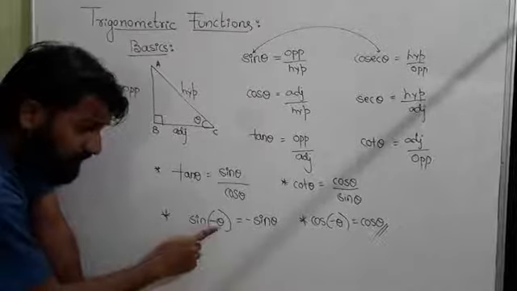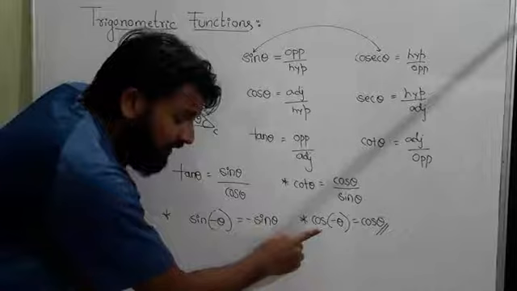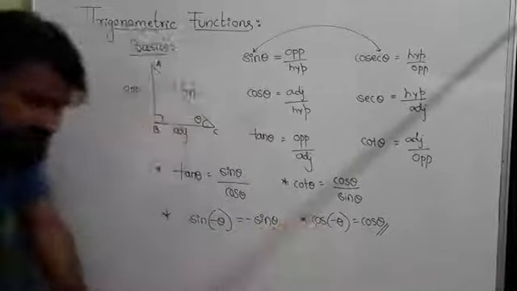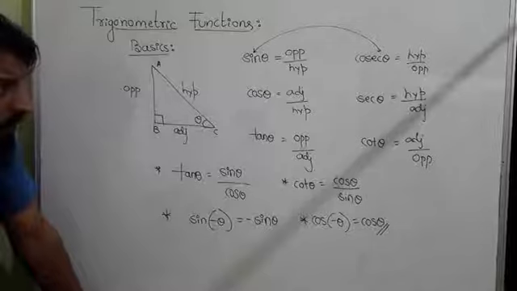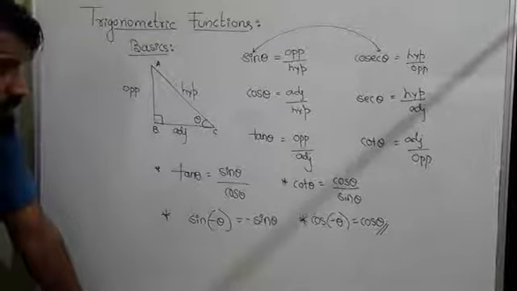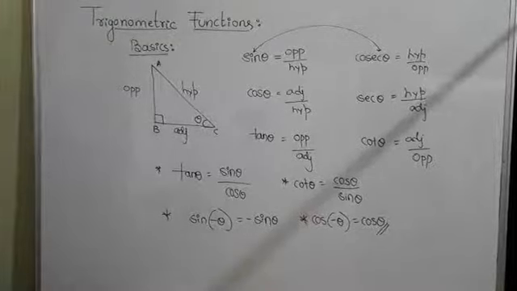Sine of minus theta will always be minus sine theta, and cos of minus theta will be cos theta. You need to remember these two. Okay, so I think this is the basics which I wanted to tell you. Please pause the video and note it down.